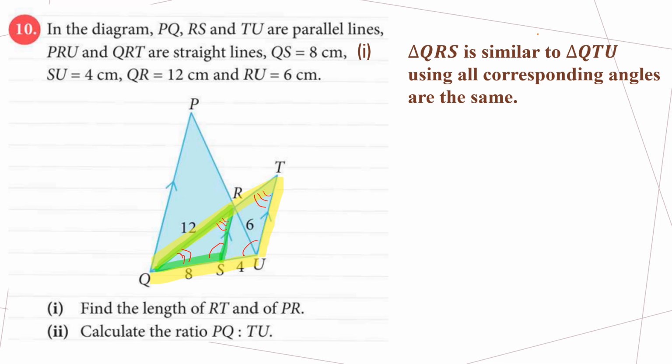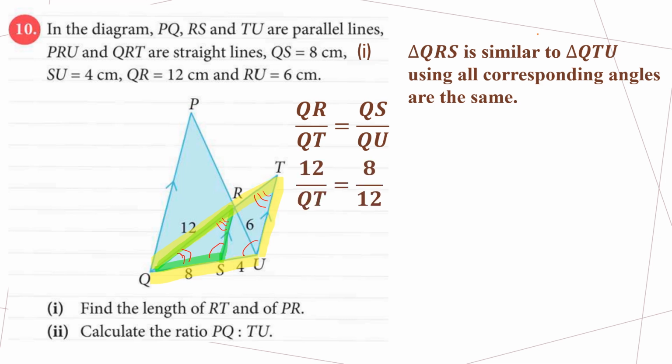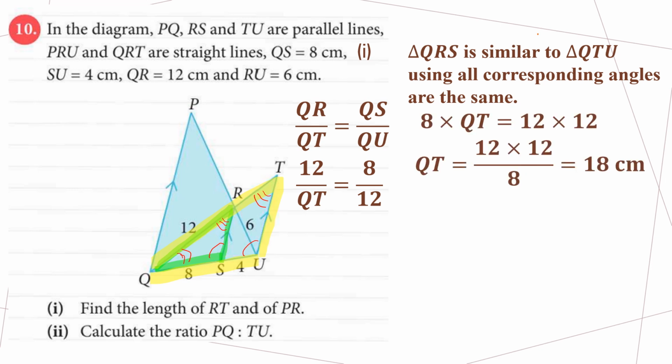So once you know that they're similar, you can just use the ratio. So I can compare QR over QT equals QS over QU. Sub in the values and from there I can find QT, which is 18 centimeters. Then of course RT will be QT minus QR, right? So that gives you 6 centimeters. So finding RT is quite easy.